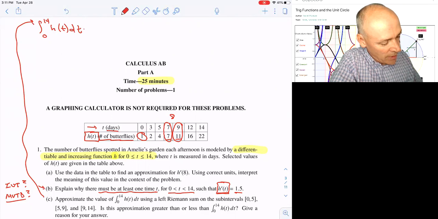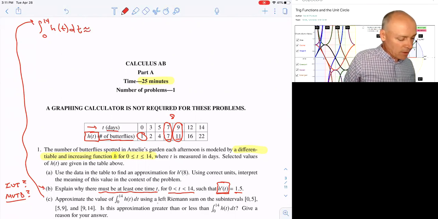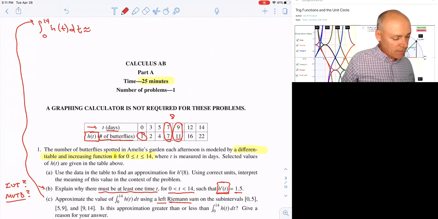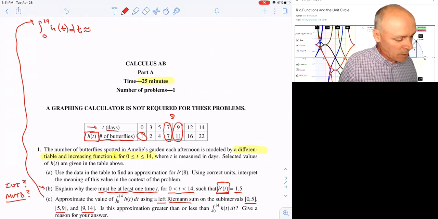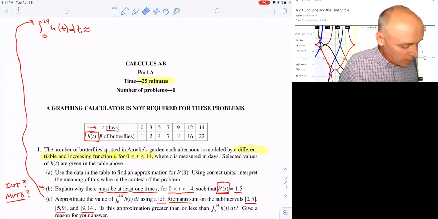Now, since I'm approximating, I'm going to use my approximation symbol, not an equal sign. And I want to use a left Riemann sum on my intervals 0 to 5, 5 to 9, 9 to 14. So they're being specific. Now I want to break that up. So I'm going to go 0 to 5. I'm going to just put a little box.